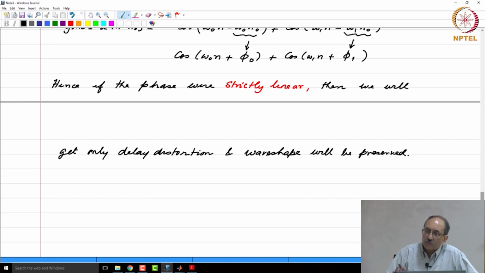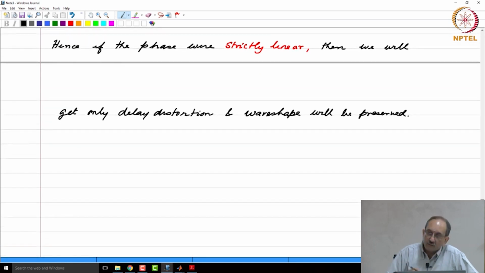Okay. So, this is the motivation for you to think about systems having linear phase, because they have the advantage that they will only introduce delay distortion. Zero phase is not possible, not realizable. If you have nonlinear phase, you will have wave shape distortion. If the phase were linear, you can have only delay distortion, which is benign. So, this is the motivation for looking at linear phase.